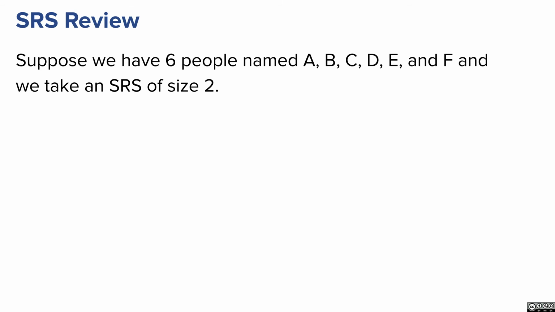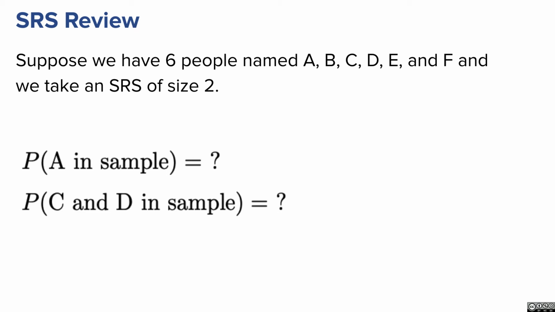Let's try some problems. Suppose we have 6 people, and we just give them the first 6 letters of the alphabet, and we take a simple random sample of size 2. What is the probability that A is in my sample? And what is the probability that C and D are in my sample? Why don't you talk with your neighbor for 3 minutes, try to come up with the answer, go.